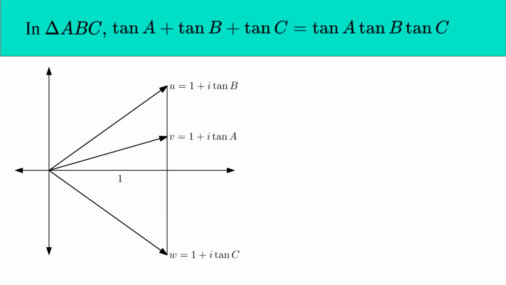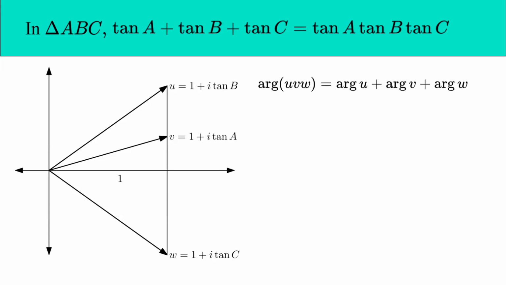Now let's prove that the sum of the tangents of the angles in a triangle is equal to their product. In this diagram, angle C is more than 90 degrees, so its tangent is negative. The derivation is similar for the case when tangent of C is positive. We first use the same trick as in the previous problem, defining u, v, and w as in the diagram. Note that argument of u is equal to angle B, argument of v is equal to angle A, and argument of w is equal to angle C minus 180 degrees. If tangent of C was positive, then the argument of w would just be angle C.